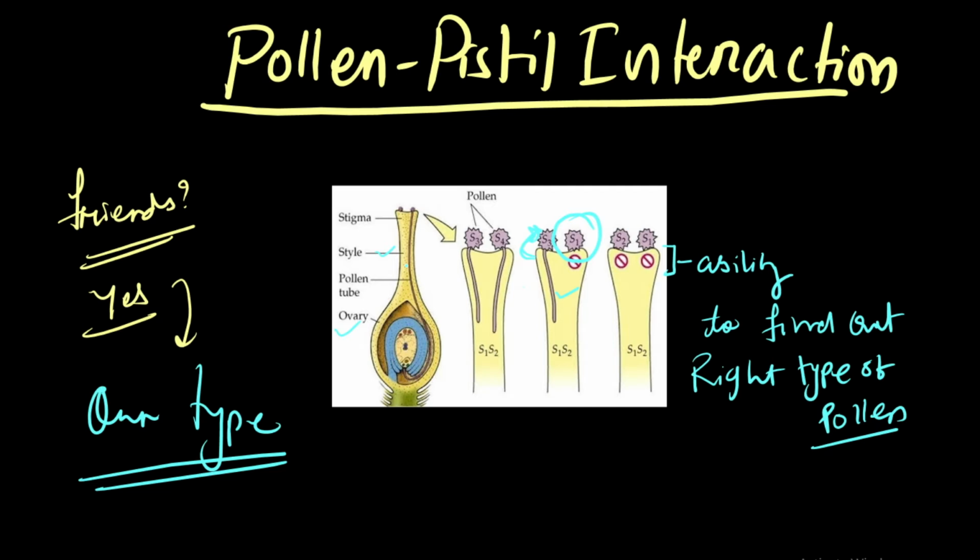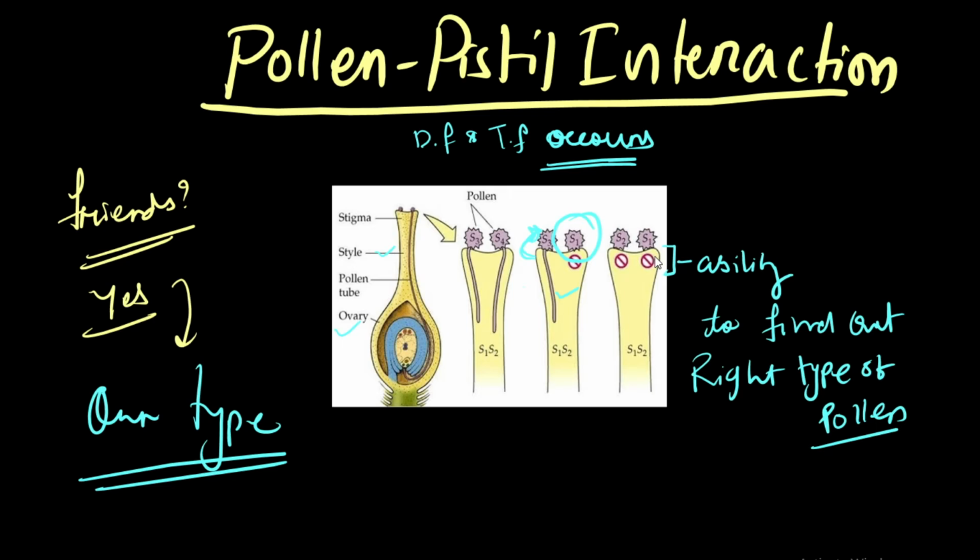After that, double fertilization and triple fusion occur. This is the topic for the next video that we are going to discuss. So before that, this pollen pistil interaction occurs.